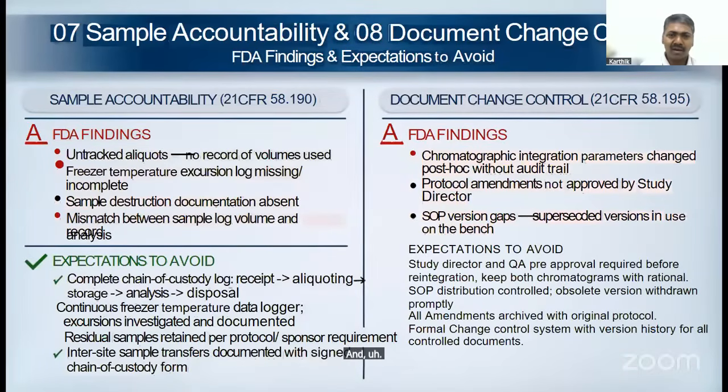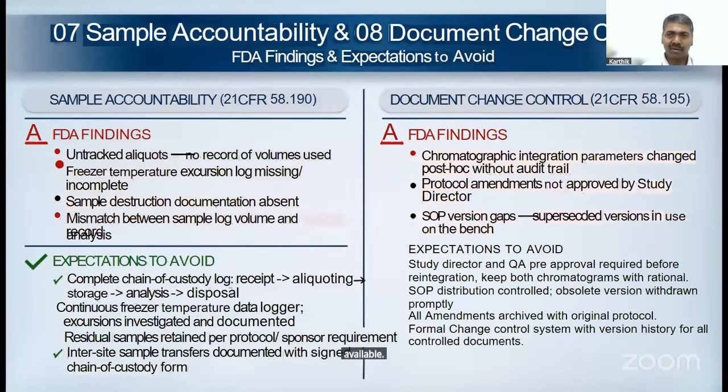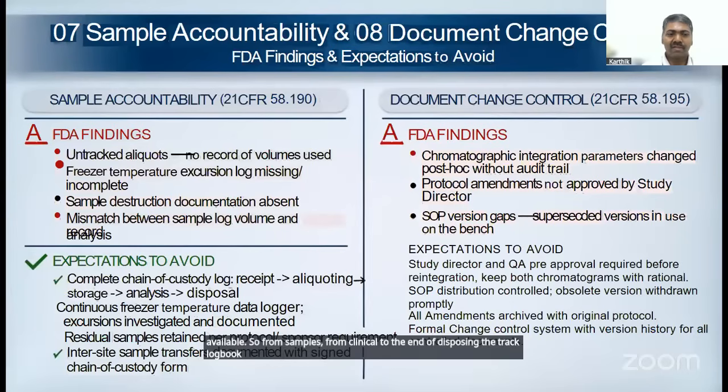And coming to sample accountability and document change control. For sample accountability, there are untracked liquids, no records of volumes, how much they used, how the samples came, and when they were taken. So there is some lack of tracking in the movement of the samples. A complete chain of custody log from receipt to disposal should be available. From sample receipt from clinical to the end of disposing, the tracking logbook should be available, and the freezer temperature excursions log is missing or incomplete.